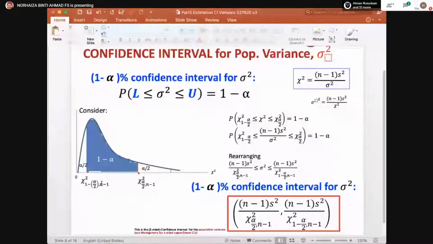Now since your chi squared is going to be in your denominator, therefore the bigger value for your lower limit and the smaller value will be in your upper limit. Okay?